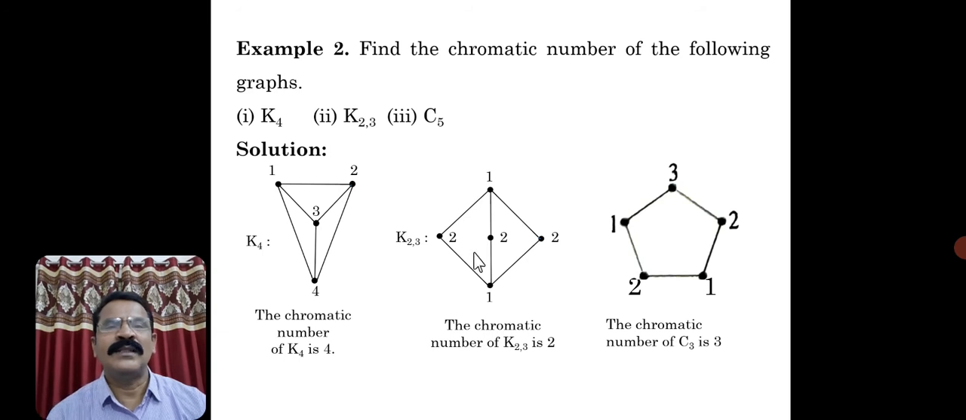Now we have considered the other graph, K2,3. So 2,3 means 2 vertices at the top and 3 vertices at the bottom, or you can say at the top we consider 1 vertex and one more vertex at the bottom, and in between we have considered 3 vertices. Each vertex is adjacent with all the vertices of the other set. Similarly, the vertex of the first set should be adjacent with all vertices of the other set. So this is K2,3.